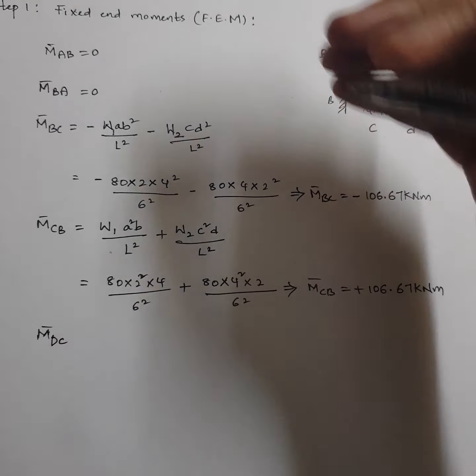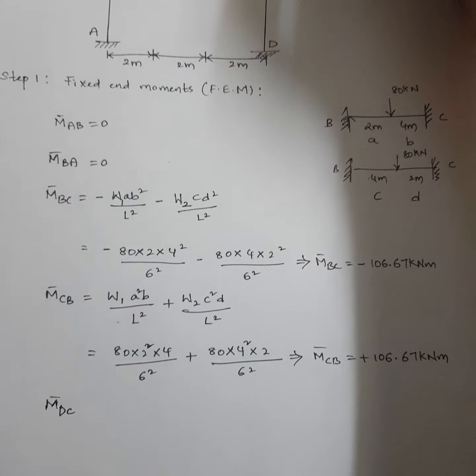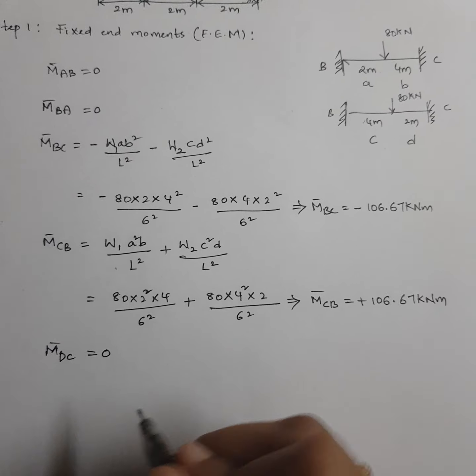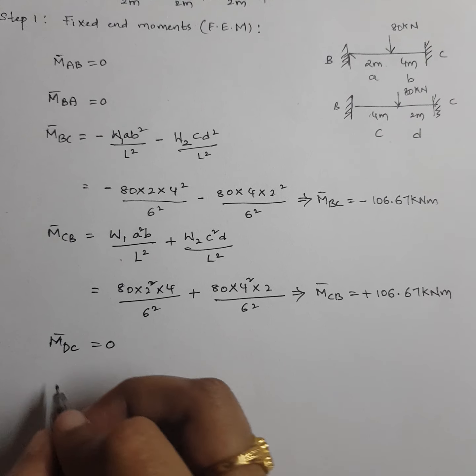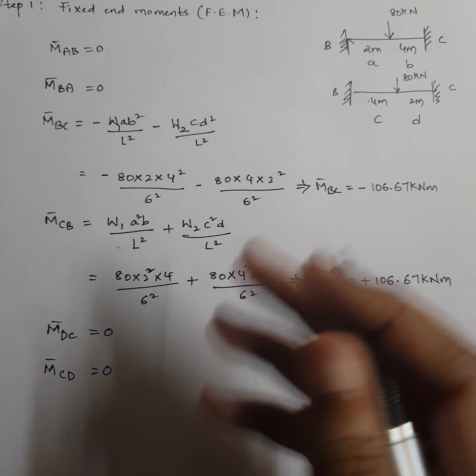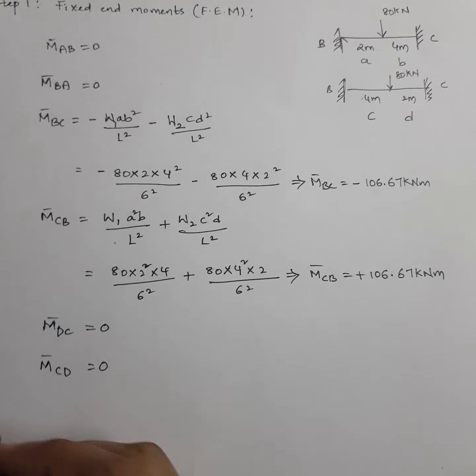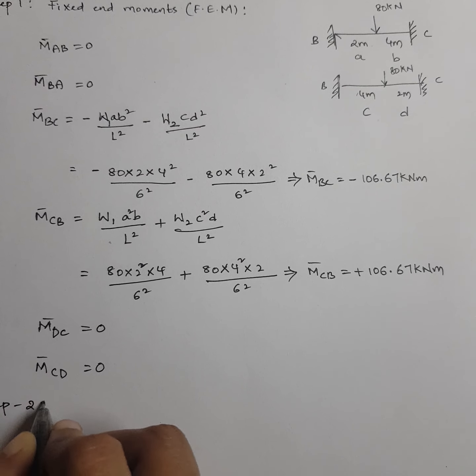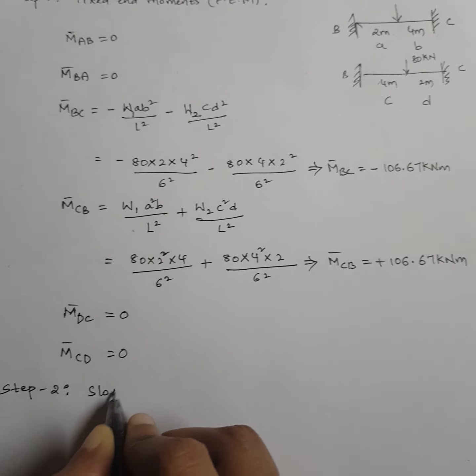Now let's see M bar DC. Again you have to see from left to right, D to C you have to go. So M bar DC is 0, because there is no load on the column CD. Similarly, M bar CD is also 0. We have it only for BC. Now what is our step 2? Step 2 is slope deflection equations.